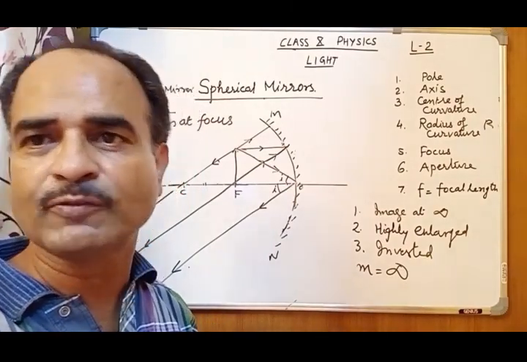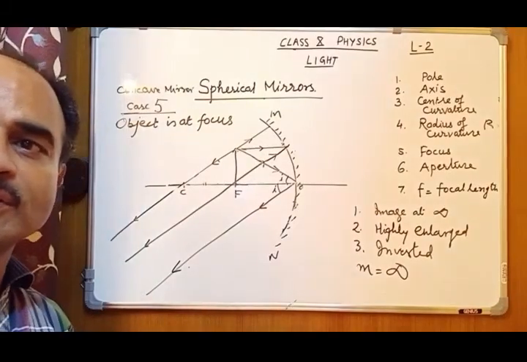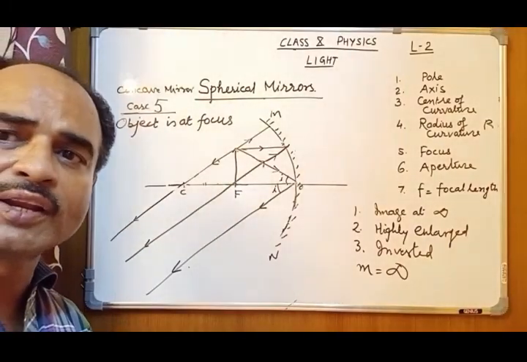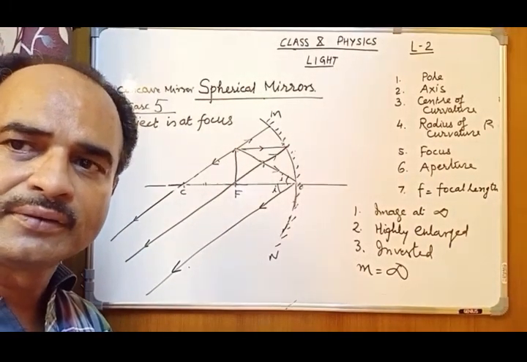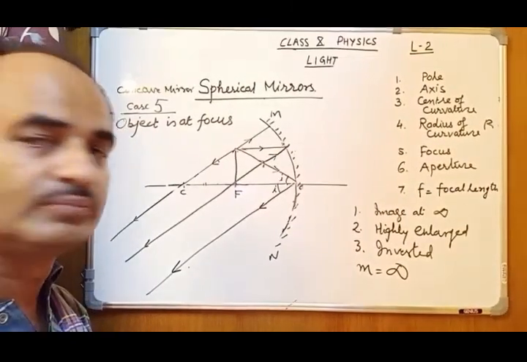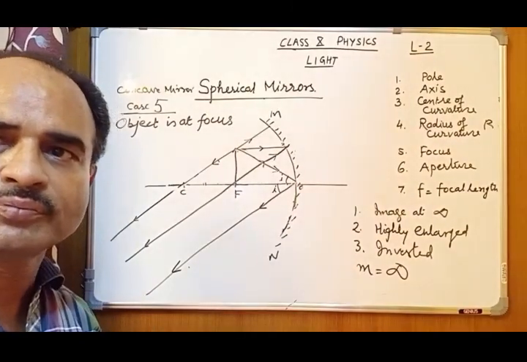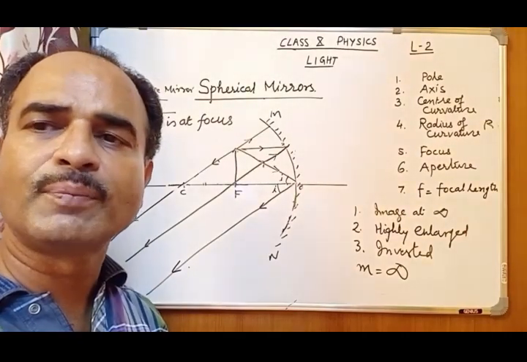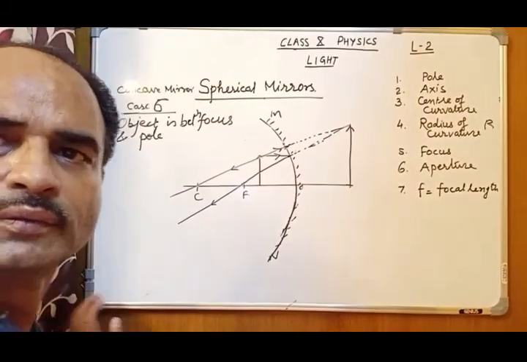When the object is placed at the focal point, the image will be formed at infinity, and it will be a typical sort of image.